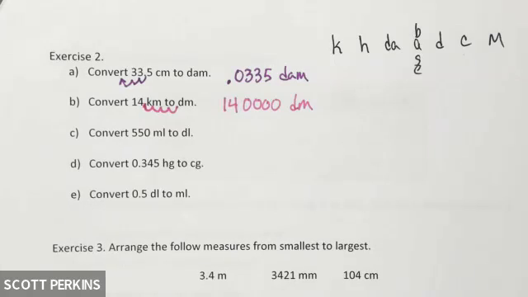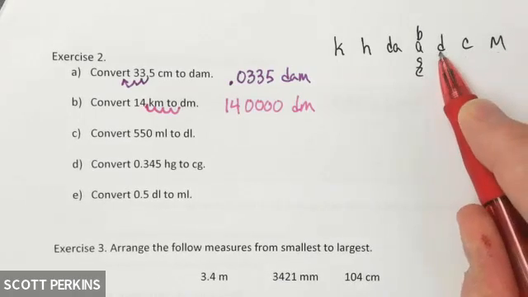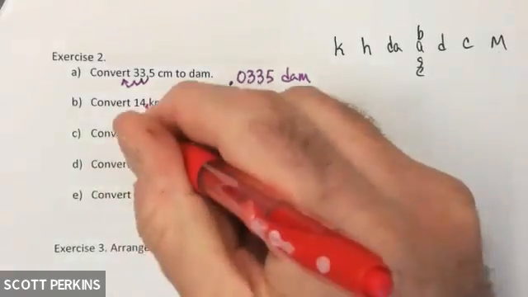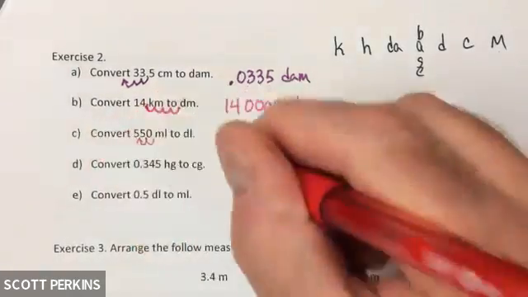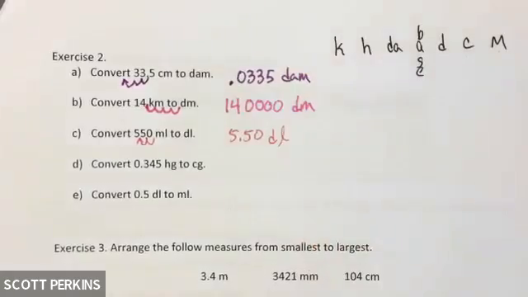550 milliliters. Now I'm converting that into deciliters. So milli is at the far right, and I'm converting that to deci. I'm going to go 1, 2 hops to the left. So that is 1, 2 hops to the left. So 5.5 or 5.50 deciliters.